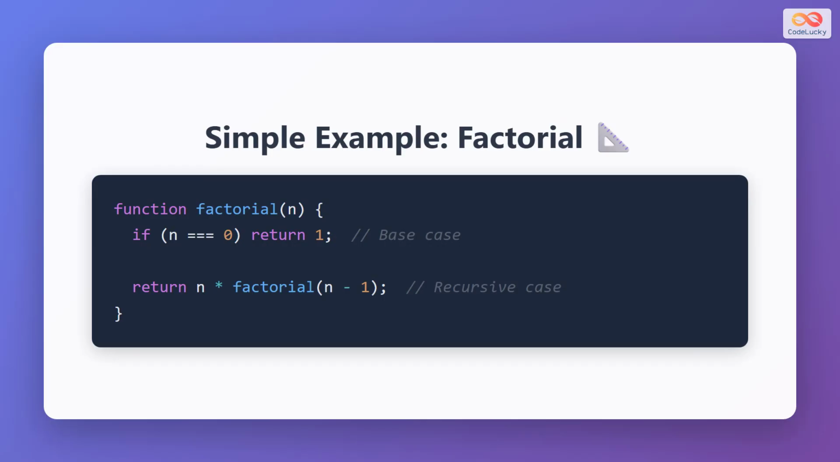Let's look at a simple example, calculating factorial. The factorial function checks if n equals 0. If it does, that's our base case, and we return 1. Otherwise, we enter the recursive case. The function returns n multiplied by factorial of n minus 1. This means the function calls itself with a smaller number each time.